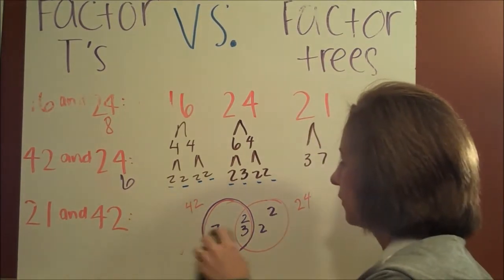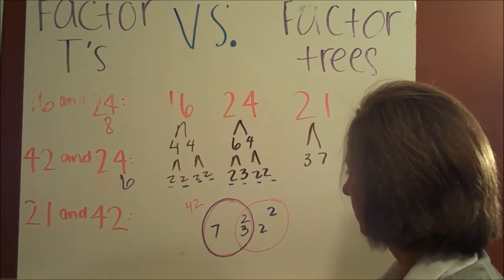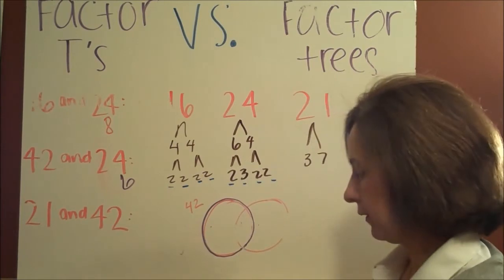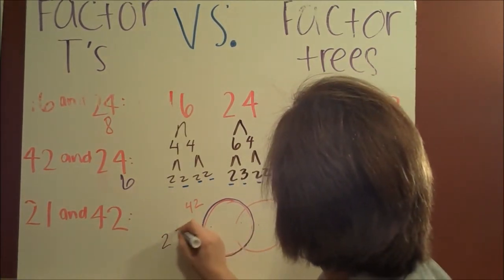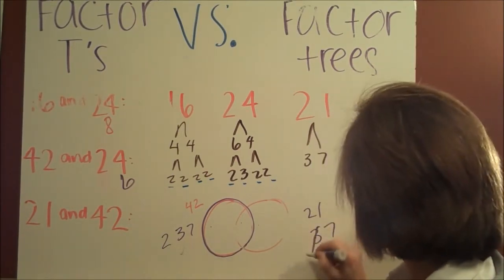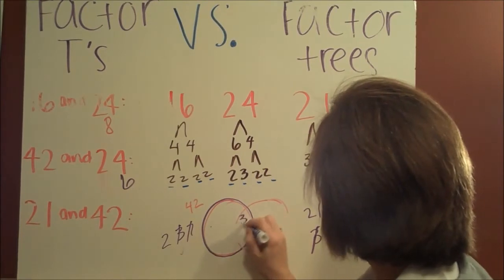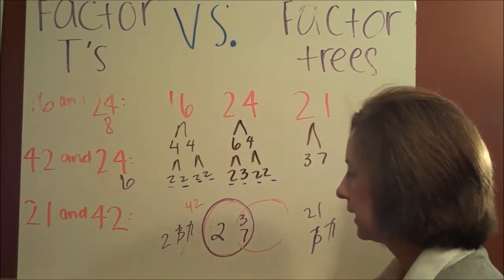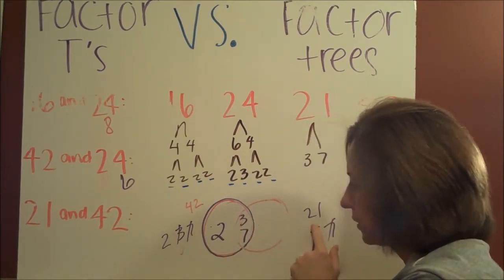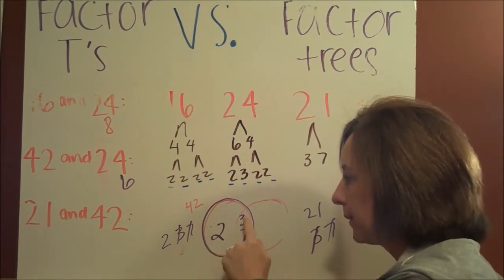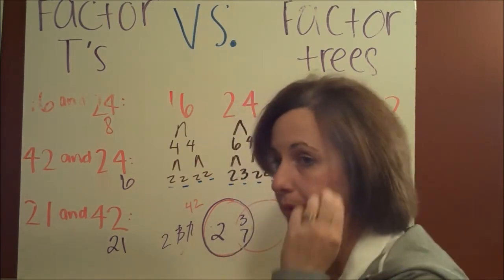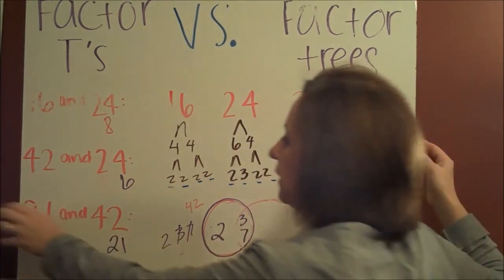Finally, 21 and 42. Now on this one, we have the 2 and the 3 and the 7. And the 21, we have the 3 and the 7. So the 3 and the 7 are what show up in both rows. So the 3 and the 7 go here, and this one is there. There's nothing left inside this circle, but you can see this circle is still 3 times 7, which is 21. So the greatest common factor is 3 times 7, which is 21. Two ways: a factor T or a factor tree with the Venn diagram.